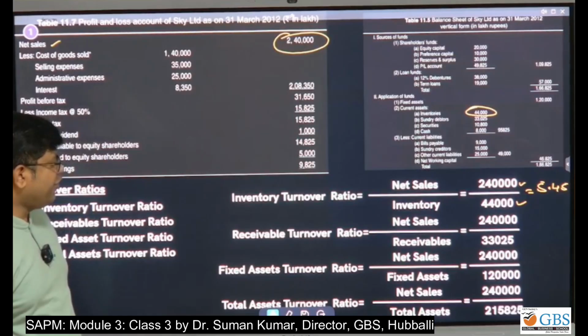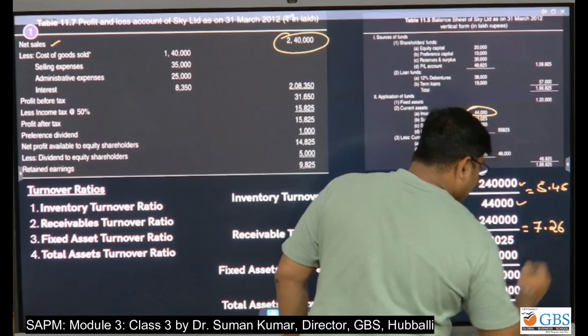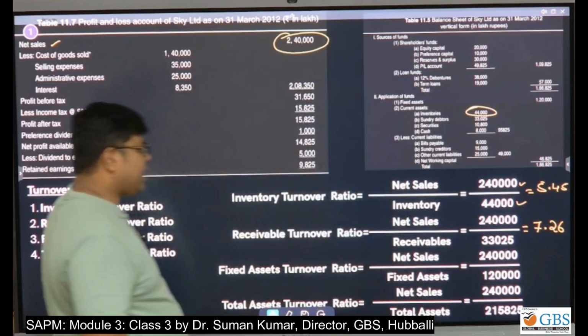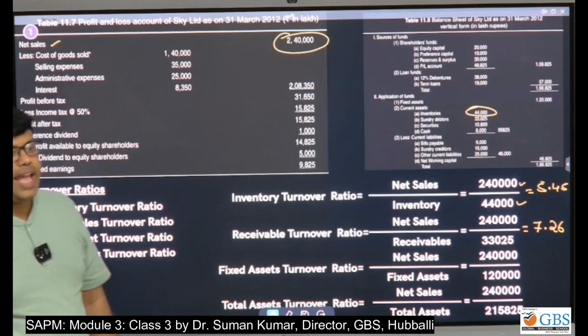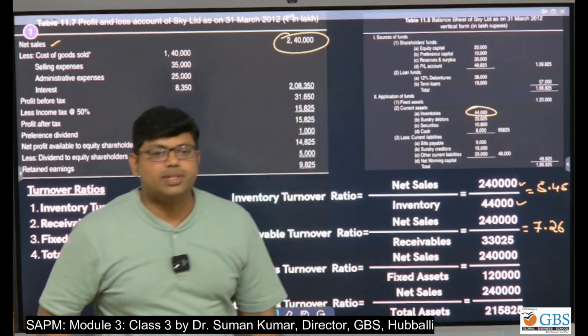Next, receivable turnover ratio, 7.26. What is the ideal receivable turnover ratio? Can you tell what is the meaning of this? Net sales divided by receivables. What do you mean by receivables?